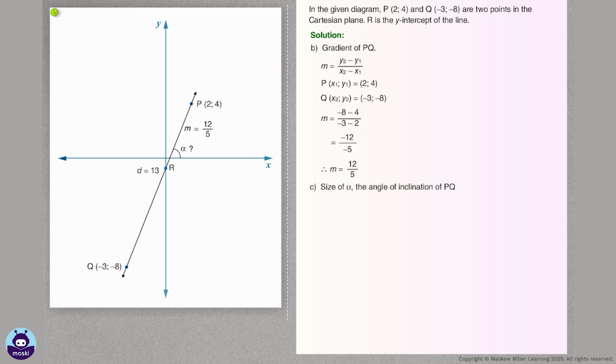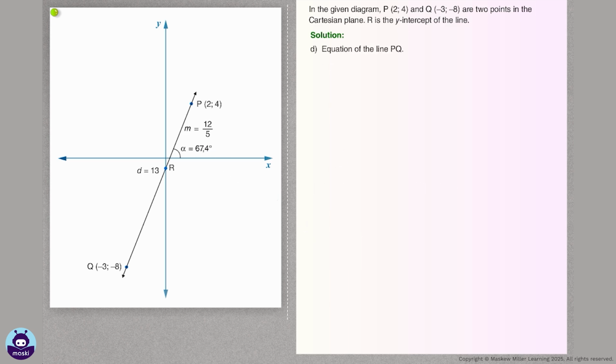Size of alpha, the angle of inclination of PQ. The angle of inclination can be found if the gradient of the line is known. Tan alpha is equal to m. In the previous part, we have found the gradient of the line, so calculating the angle of inclination of PQ is straightforward. Substituting for m and finding the tan inverse, the angle can be calculated. Tan alpha is equal to 12 over 5, therefore alpha is equal to 67,4 degrees.